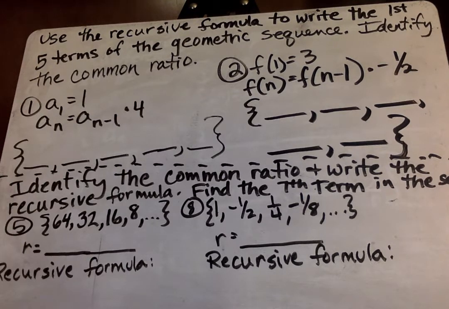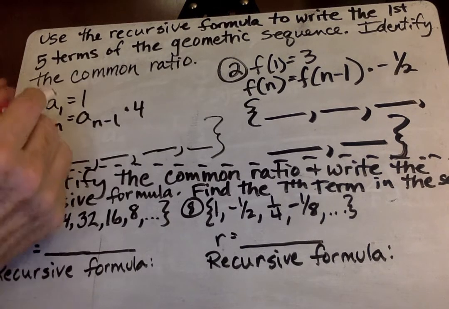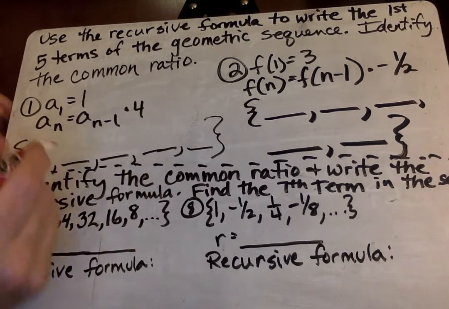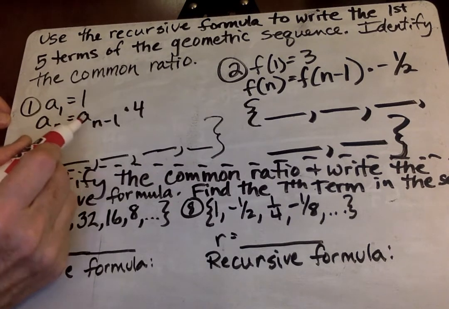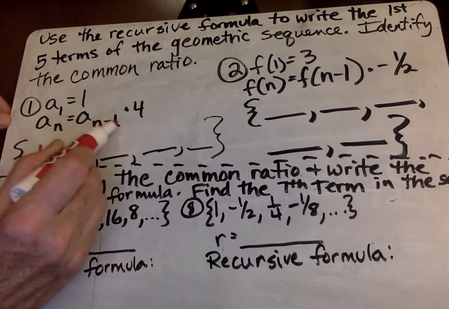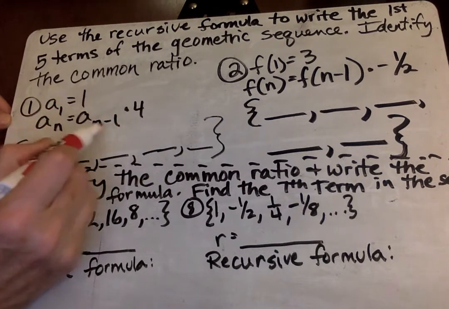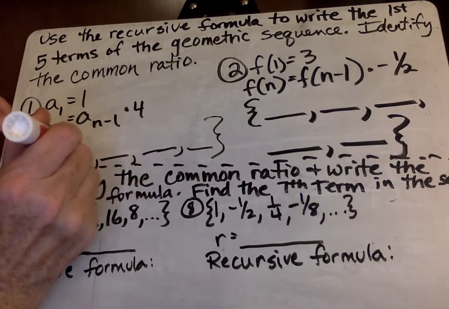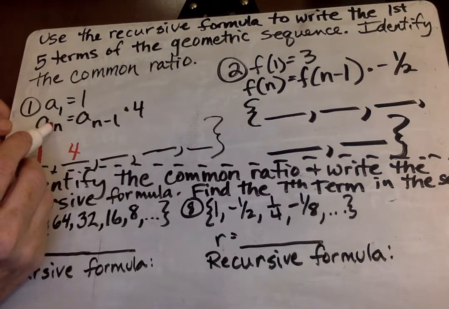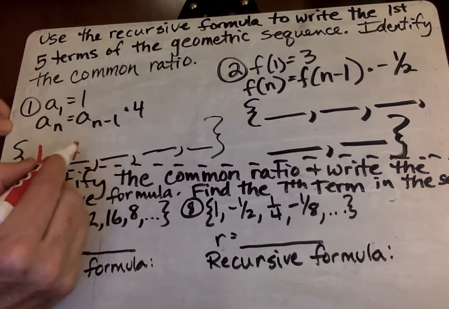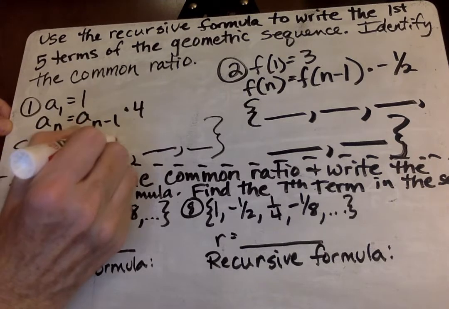Identify the common ratio. Here on number 1, it gives us a1 equals 1, and a_n equals a_(n-1) times 4. So for this one, a1 is 1. Our next term would be a2. If I put n as 2, a_(2-1) is a1, so I'm putting 1 in for all of this, times 4 is 4. Then I do a3, which is a2, 4 times 4 is 16.